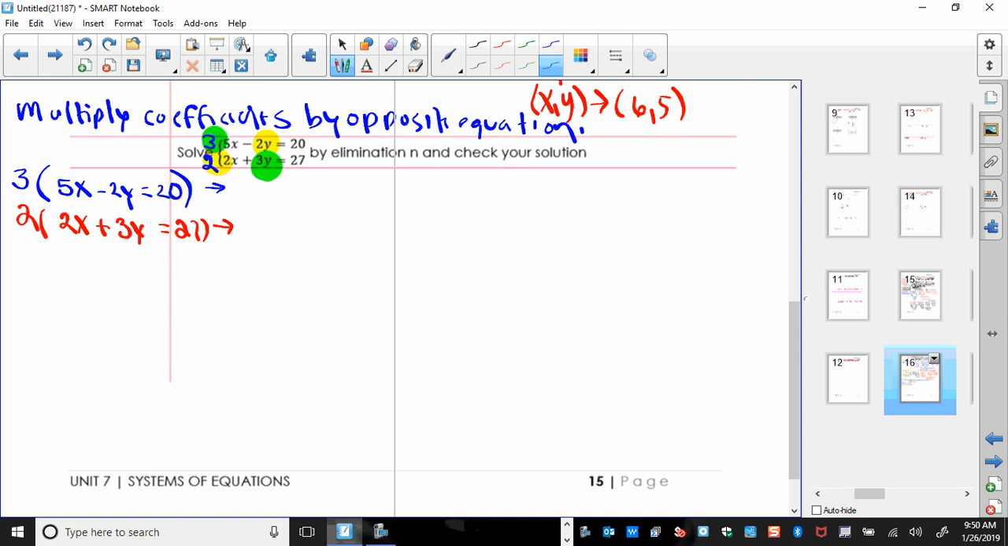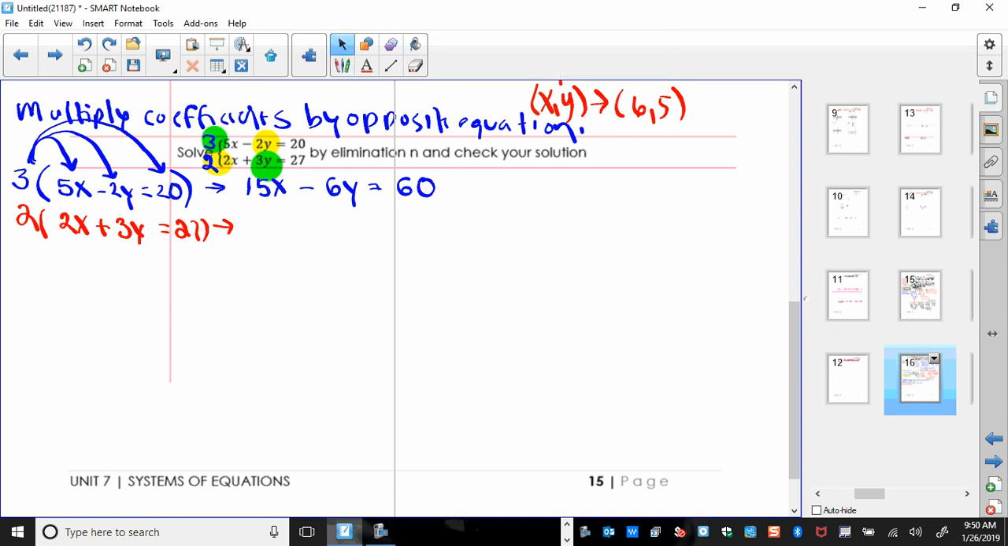So I have 3 times 5x, or 3 times 5 is 15, and the x just slides along with it. So that's my first distribution. My second distribution is to the second term. 3 times negative 2 is negative 6, and the y carries over with it. And then we distribute that 3 to the third term. 3 times 20 is 60. Now, we've done that. We distributed that 3 to each term inside of that parentheses.